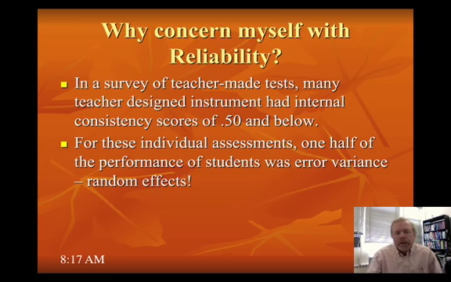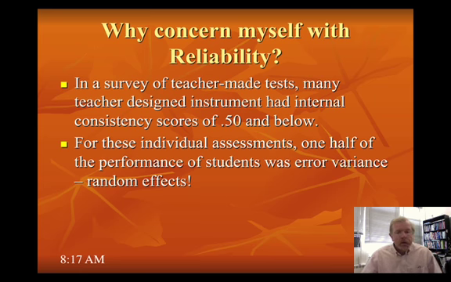So why concern yourself with this? Why is this important? Well, in one survey of teacher-made tests, many teacher-designed instruments had internal consistency scores of 50% or less. Okay, so they achieved a Cronbach's alpha of 0.50 or less, meaning that half of the test was error. For these individual assessments, we see that half of the students' predicted performance was error variance, as it's called. In other words, random effects. So if half of your score is from unknown factors and half of it is reliable, how then do you make a judgment about student performance?